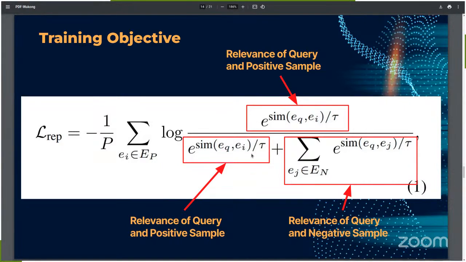And in the denominator, we have this exact term as well. And we have this summation where EJ represents the negative sample embedding. So it does this for all the negative samples. And then we take its logarithm, because we raise this with the exponential. And then we sum it over all the positive samples, and then we divide to get an average loss by the total number of positive samples.